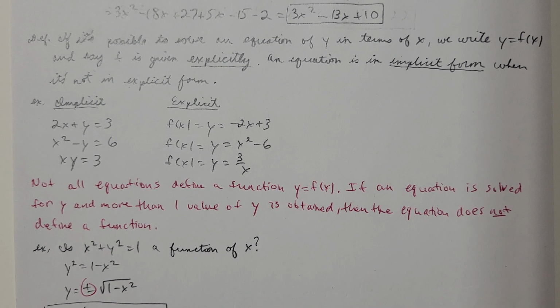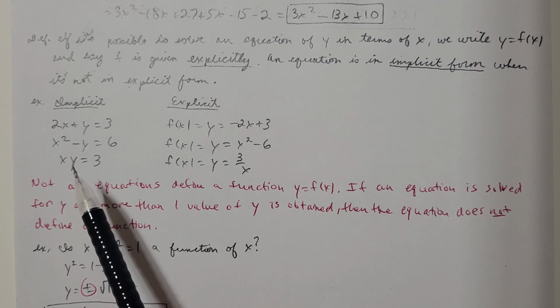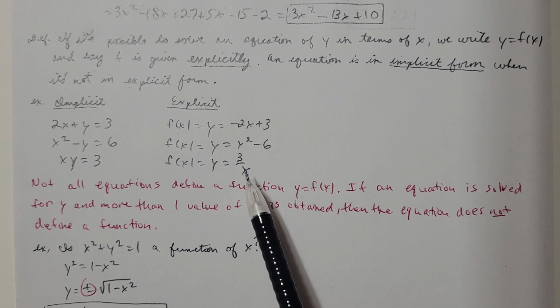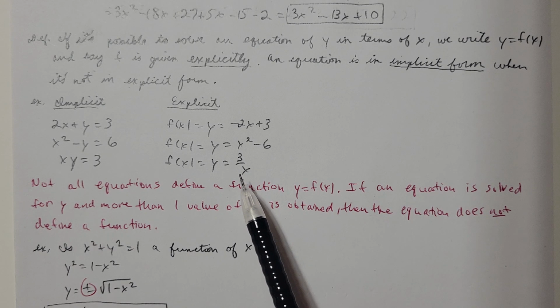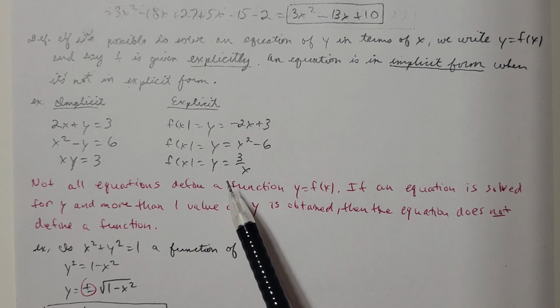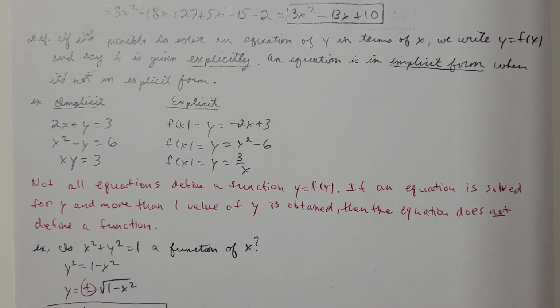Here's another example. x times y equals 3. It's an implicit form because it's not solved for y. If we solve this for y, let's divide both sides by x. So I get y equals 3 over x. Now I'm in explicit form, and y and f of x are the same thing. So if I wanted to, I could call this a function. I could say f of x equals 3 over x. That means the same thing as y equals 3 over x.